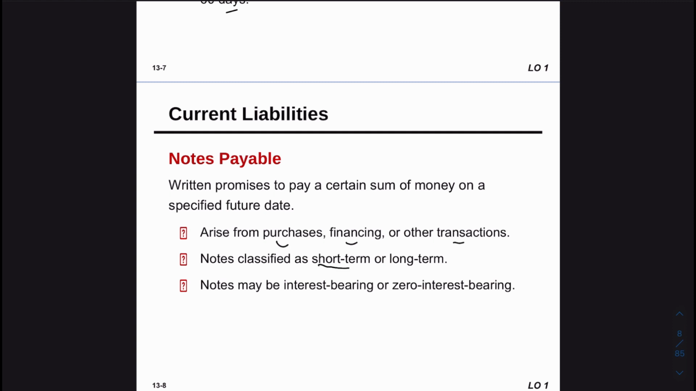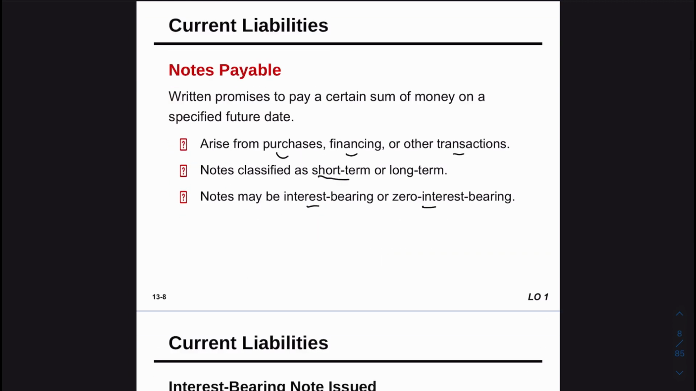And that note could be interest-bearing or zero interest-bearing, because remember, in the notes, the interest could be stated, which means it's shown in the notes, or it could be not stated, which is a zero interest-bearing note.